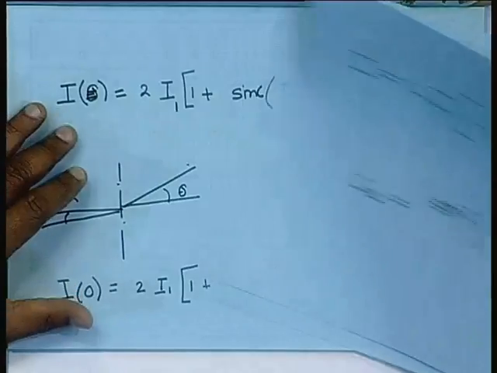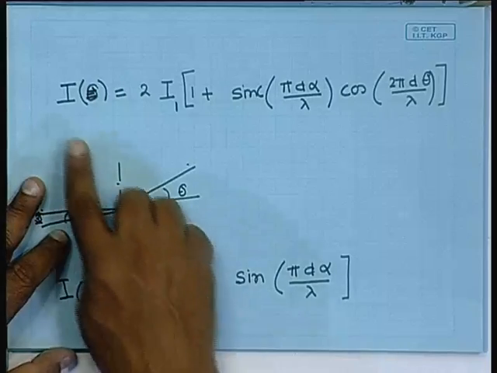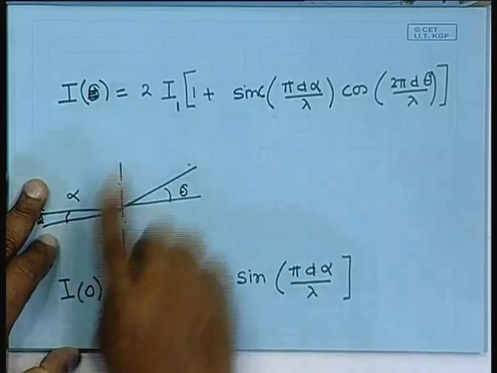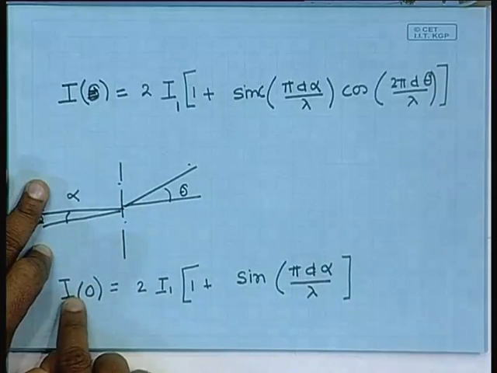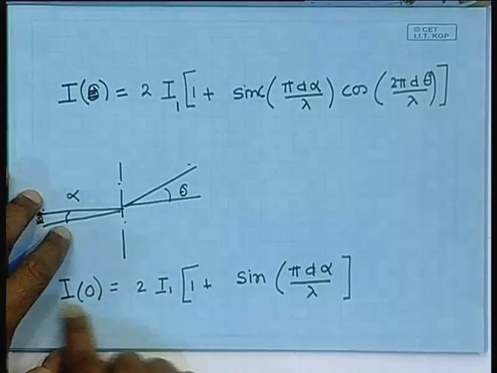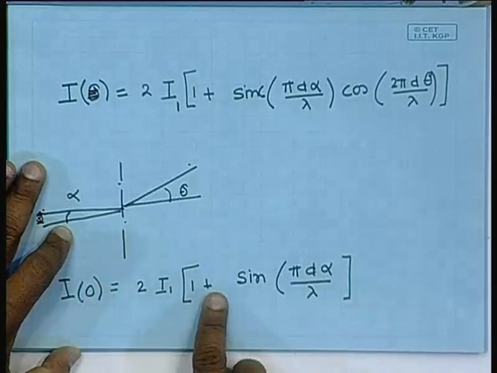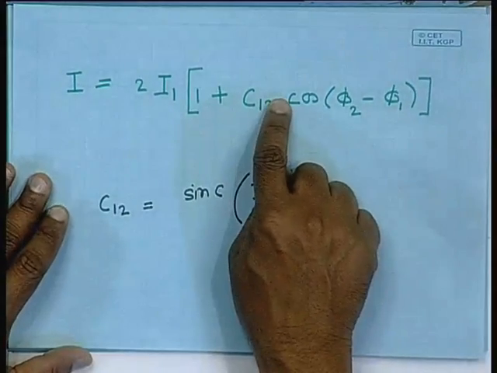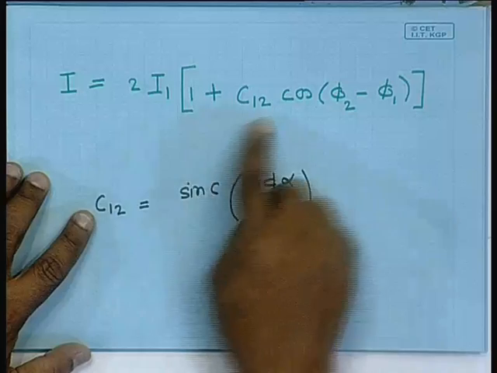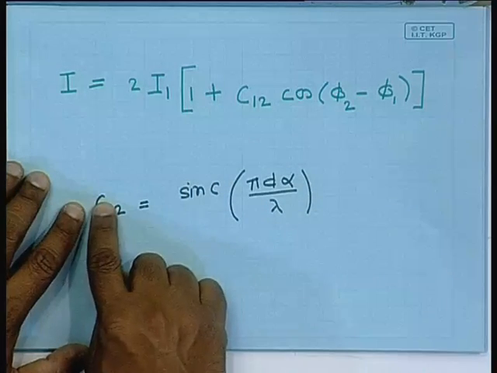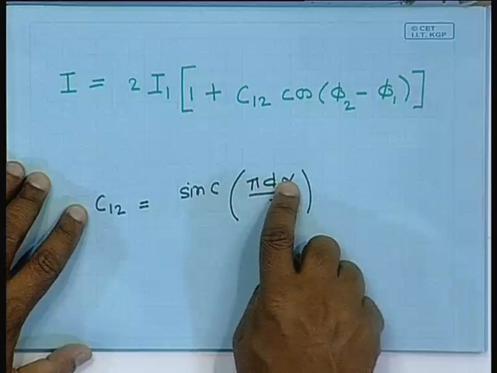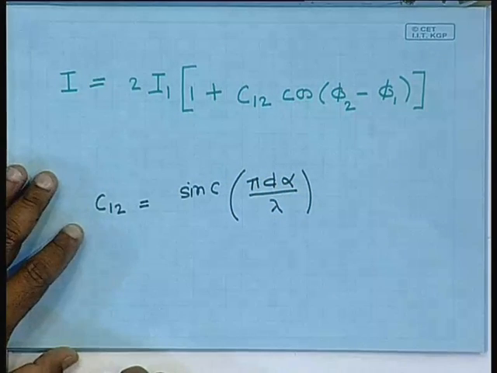Now, we have already calculated the intensity at different points on the screen for the Young's double slit experiment. So, if you take this expression and restrict it to the central point, make theta 0, this is the expression that you get. So, by comparing this with this, you can now identify the expression for the spatial coherence in this particular case, and it is sinc into pi d alpha by lambda.